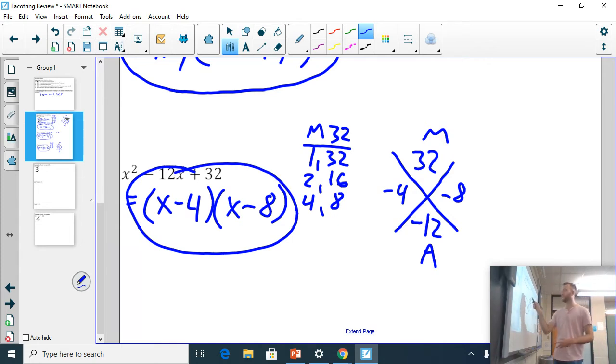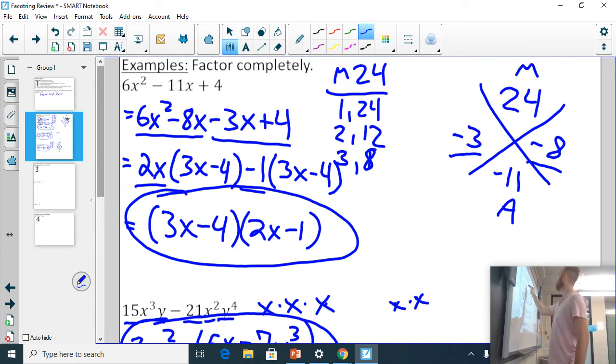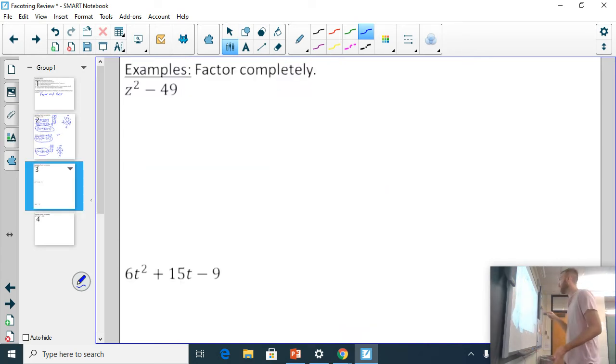And again, you could always check your answers by multiplying these back out. So if you multiply these back out and you get what you started with up here, then you know you've done it right. I'm not going to do that for the sake of this video, but on a quiz or something, you might want to multiply it back out to double check.